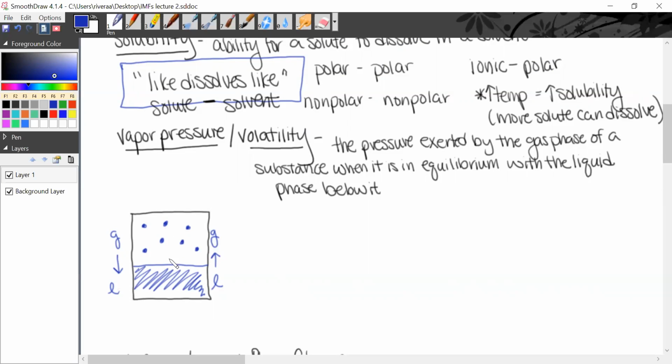And however much pressure is measured up here at the top is what we consider to be the water vapor pressure, or for any liquid, the vapor pressure at whatever temperature you're at. Okay, so up here, the pressure of this gas above the liquid is equal to the vapor pressure.